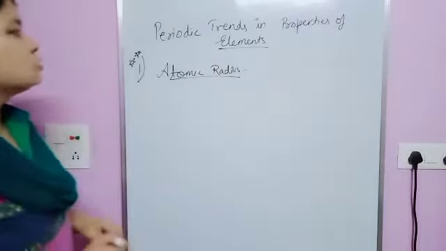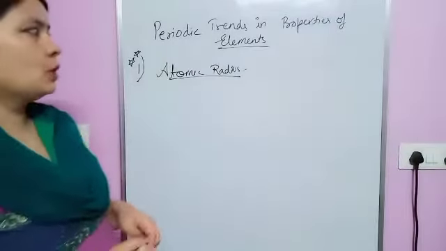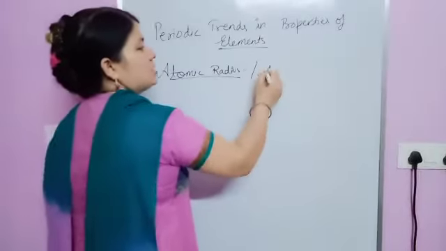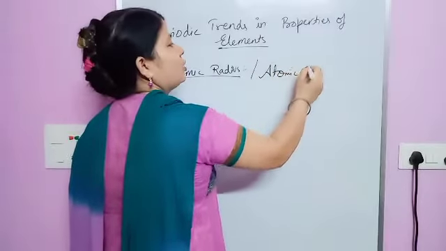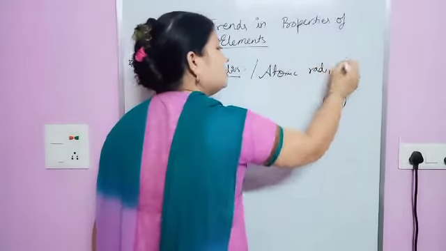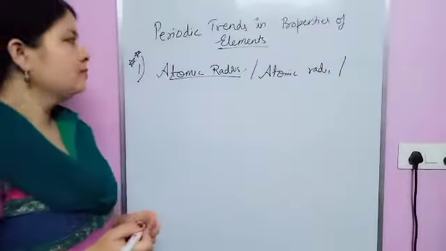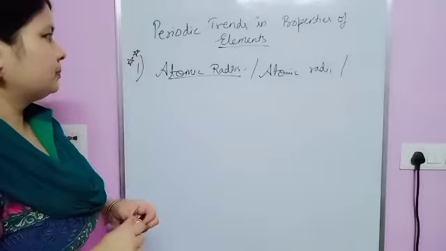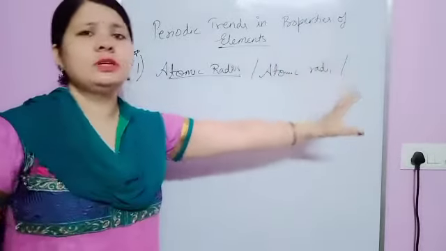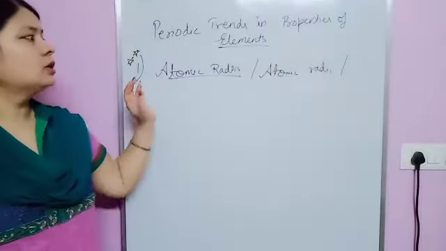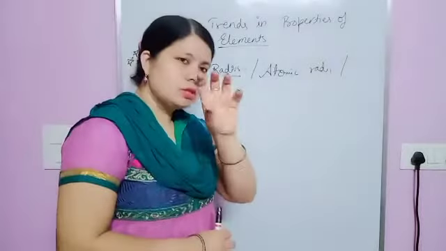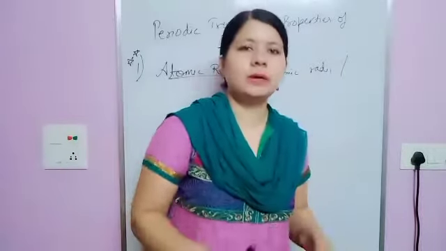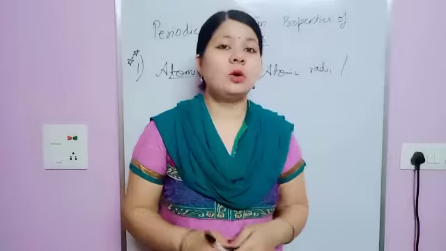Now in case of atomic radius, or you can say atomic radii, or you can say the radius of the atom, it's the same thing. So we are talking about the size of the atom, its radius. So what is atomic radius?